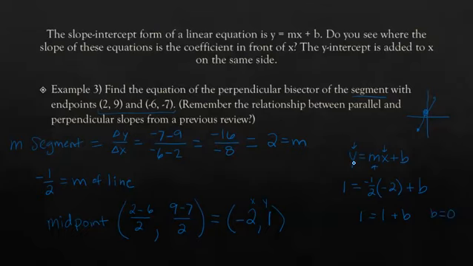So last thing I do is I plug in m and b, and I leave my x and my y. So y equals m, which was -1/2, times x plus b, and since it's 0, I'm not even going to write down the +0. This is the equation of the perpendicular bisector of that segment.